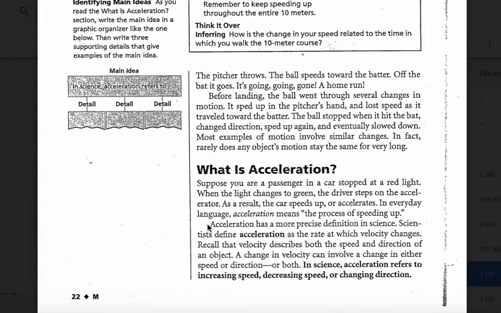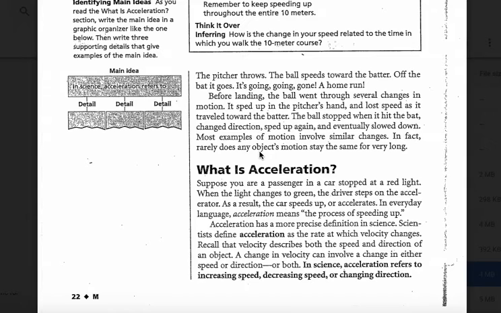Before landing, the ball went through several changes in motion. It sped up in the pitcher's hand and lost speed as it traveled toward the batter. The ball stopped when it hit the bat, changed direction, sped up again, and eventually slowed down. Okay, so just imagine a ball hitting a bat, the bat hitting it forward. There's lots of changes in speed and direction happening there. Most examples of motion involve similar changes. In fact, rarely does any object's motion stay the same for very long.